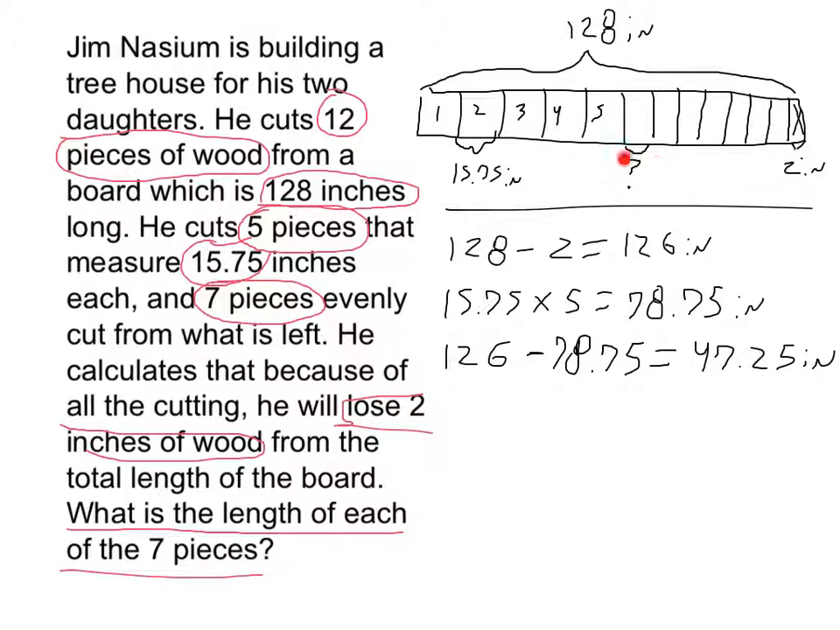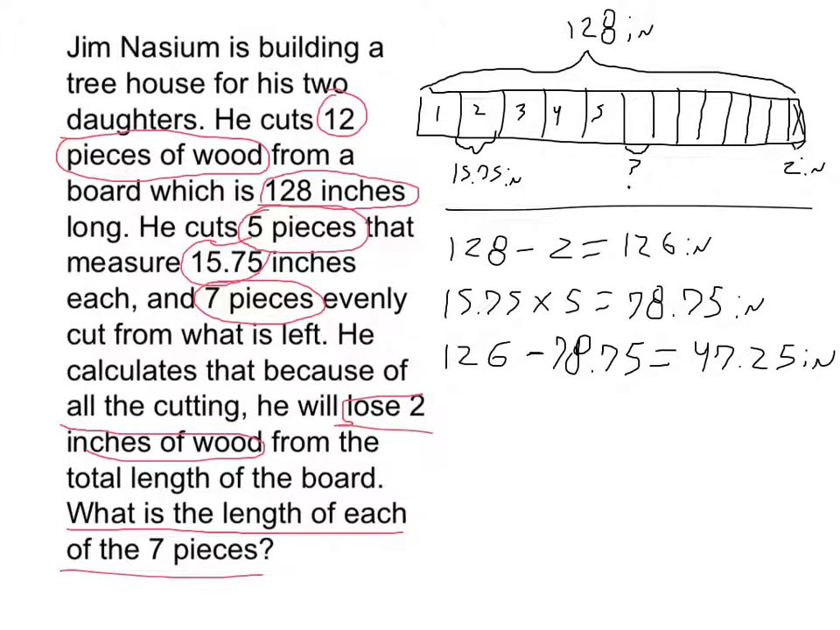So we're getting closer to figuring out how much each of these pieces are. We only have to do one more thing. We have the total length of that section right there. So what do you think we need to do to figure out how long each of those 7 pieces are? I'm just letting you think right now. I hope you're thinking hard.